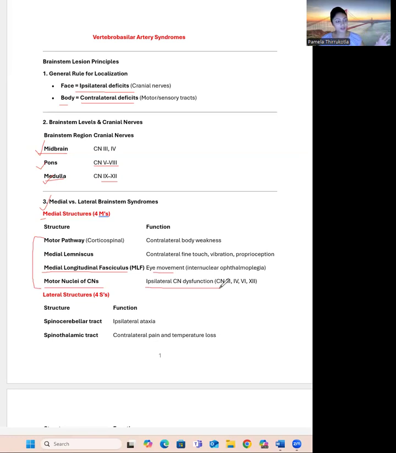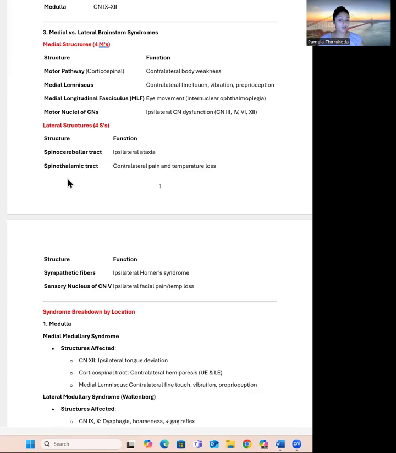On the lateral side, it's going to be 4 S's. The first S is your spinocerebellar tract. If there is a lesion of the tract, it causes ipsilateral cerebellar ataxia, since your cerebellar lesions are always going to be ipsilateral. And if there is cerebellar involvement, it leads to ataxia.